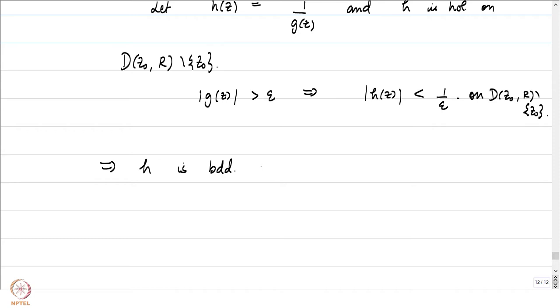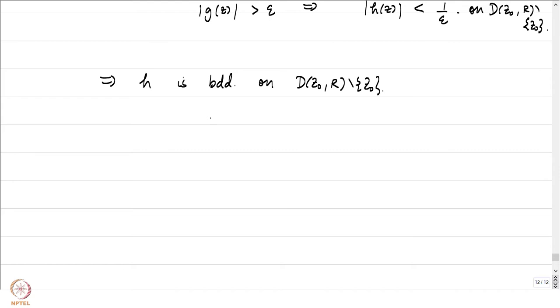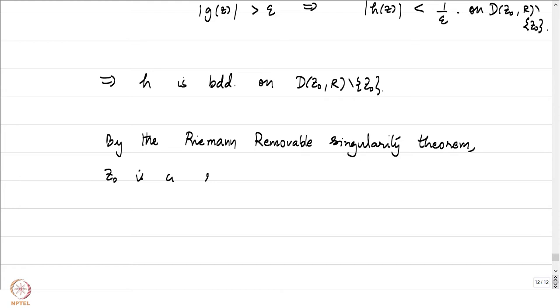Now, we are in the perfect setting to apply the Riemann removable singularity theorem, and we can conclude that z0 is a removable singularity of h by the Riemann removable singularity theorem. z0 is a removable singularity of h.